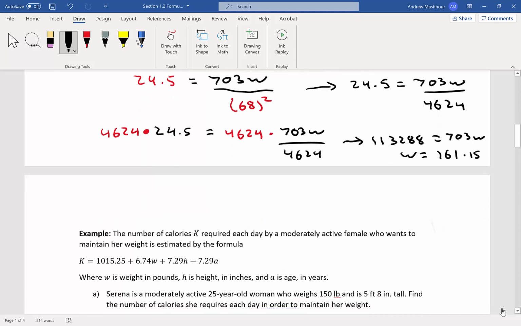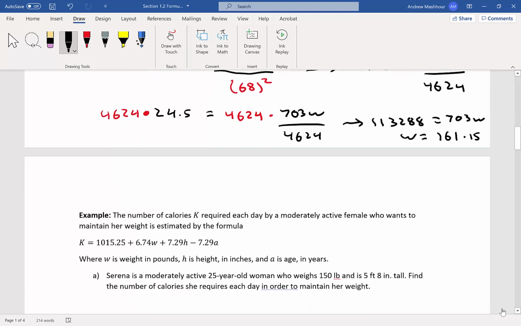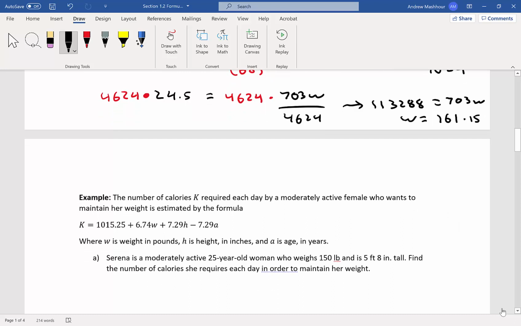Okay, let's take a look at a different formula, different example. The number of calories K required each day by a moderately active female who wants to maintain her weight is estimated by the formula K equals 1015.25 plus 6.74W plus 7.29H minus 7.29A. W is the weight in pounds, H is the height in inches, and A is the age in years.